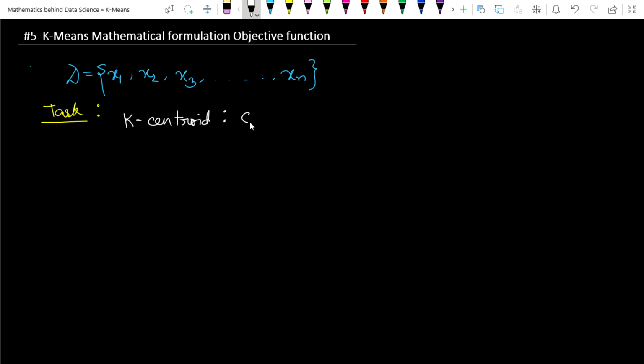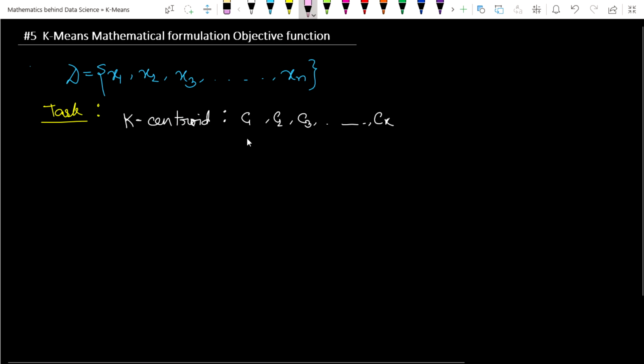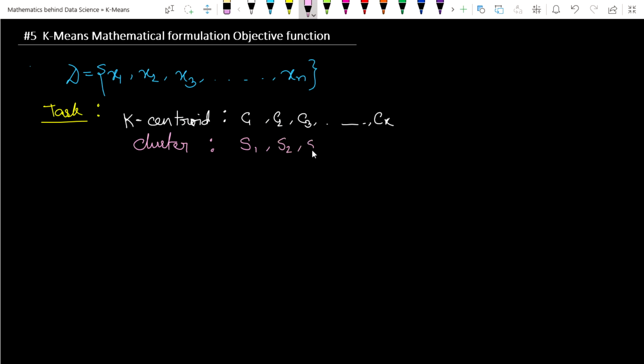Suppose the centroids are C1, C2, C3, like that, up to CK. The second task is that, on the basis of these centroids, we have to find the clusters, a cluster for each centroid. Suppose the cluster for centroid C1 is S1, the cluster for centroid C2 is S2, for centroid C3 is S3, and so on up to SK.